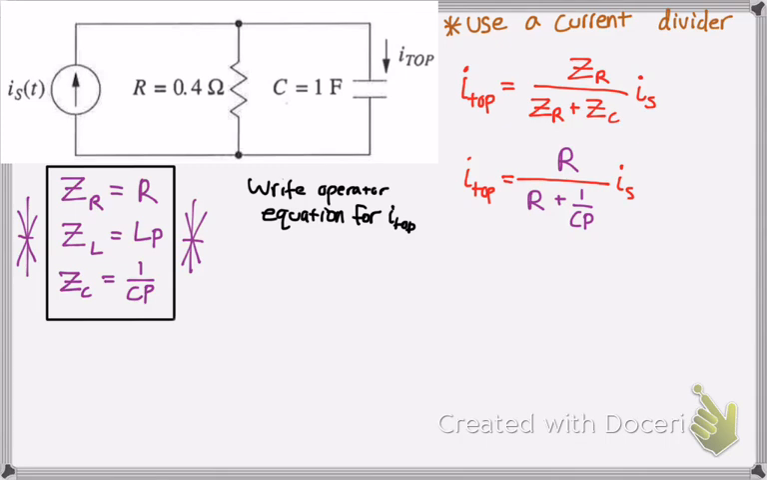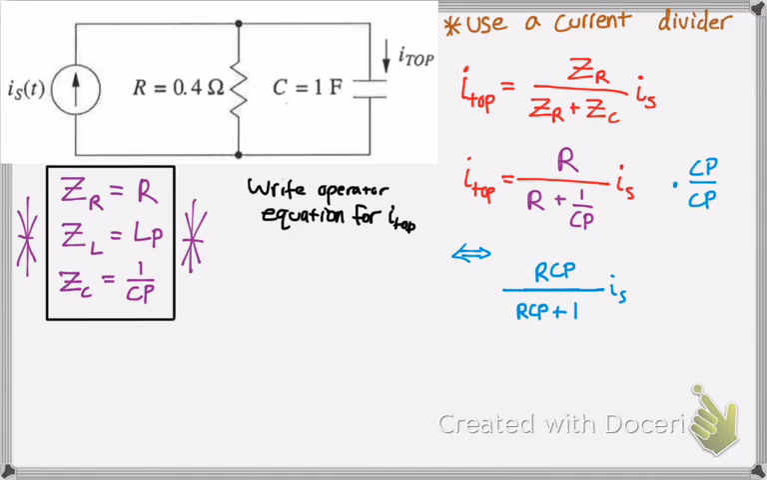Now, just use algebra to simplify this equation here. You can multiply by CP over CP. The CP cancels in the denominator to give 1, and then CP times R is just RCP. Then you would have to do that to the numerator as well, as shown. So then you have that equation.